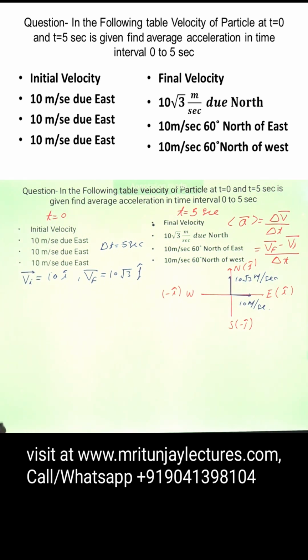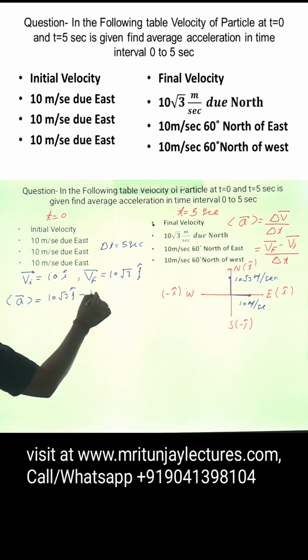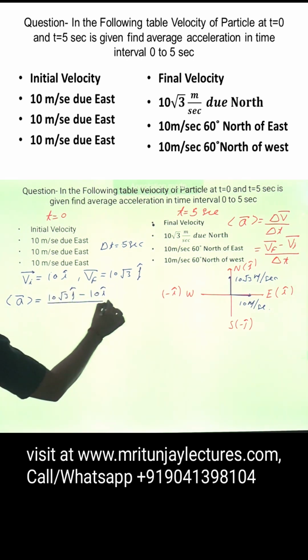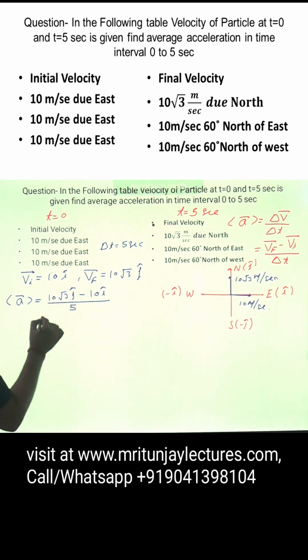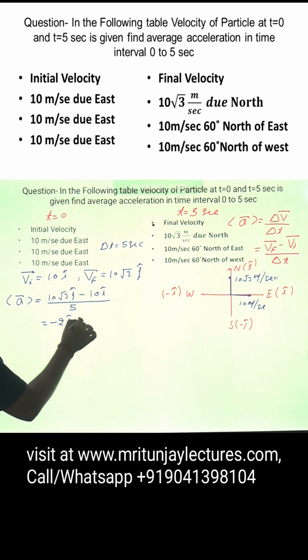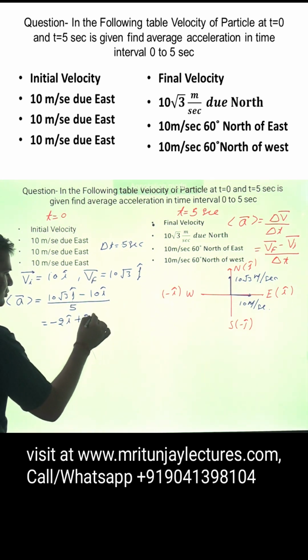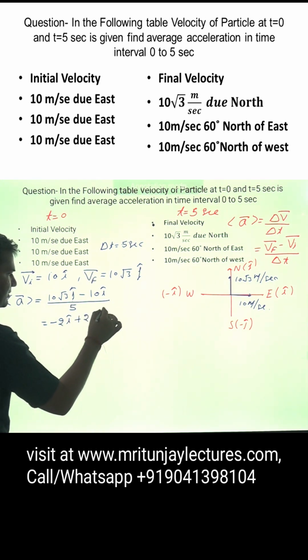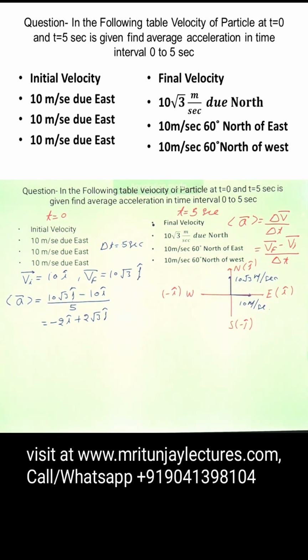So we got the average acceleration as final 10 root 3 j minus 10 into i cap, divided by 5 seconds. So it is written as minus 2 i cap plus 2 root 3 j cap. Clear or not? Simple. Minus 2 i cap plus 2 root 3 j cap.